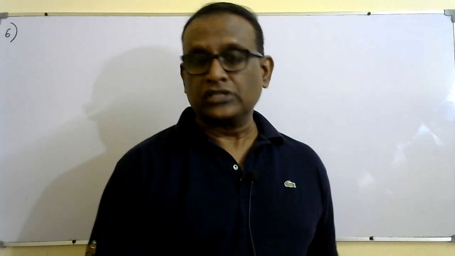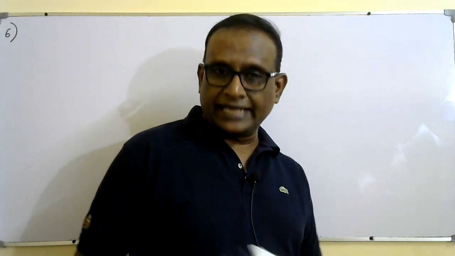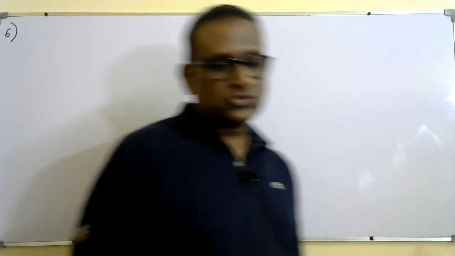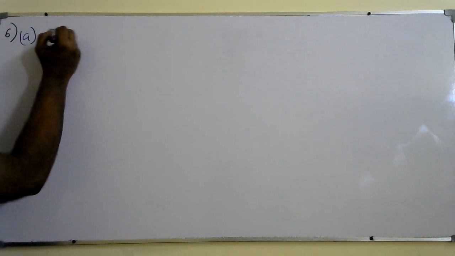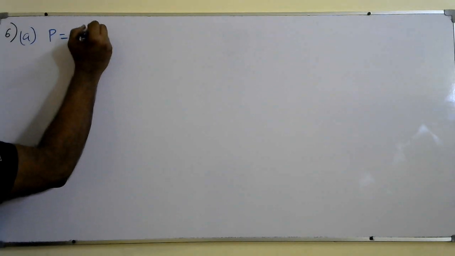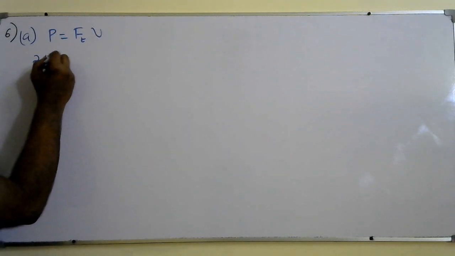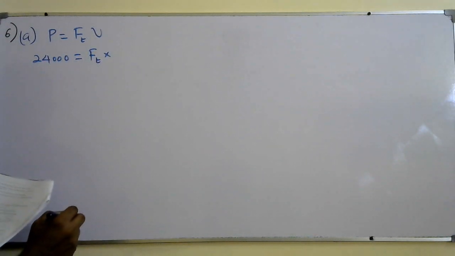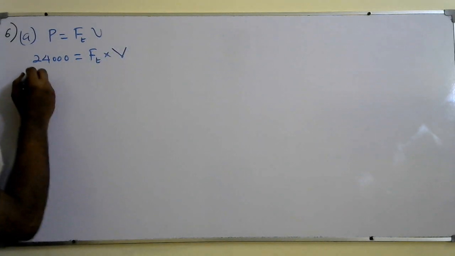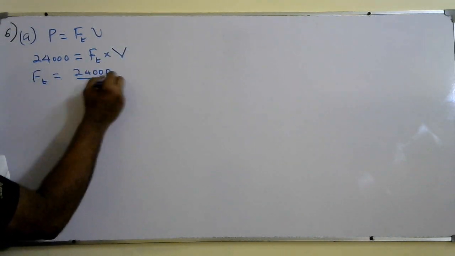So we need to find the actual forces acting on the van, that is the forward thrust due to the engine, and there will be drag. We know that forward thrust we can find by using P equals Ft v. So P we know, 24,000 is equal to Ft times the speed, which we need to find. So Ft is going to be 24,000 over v.